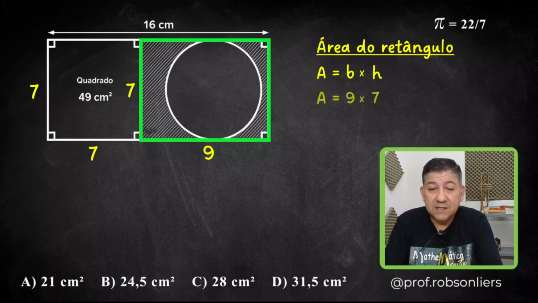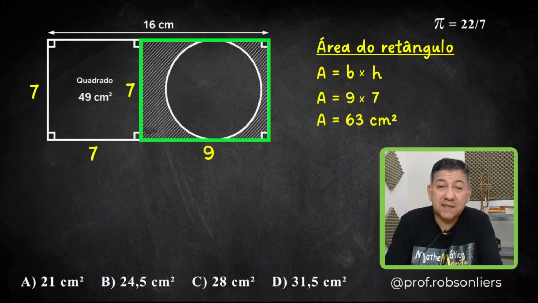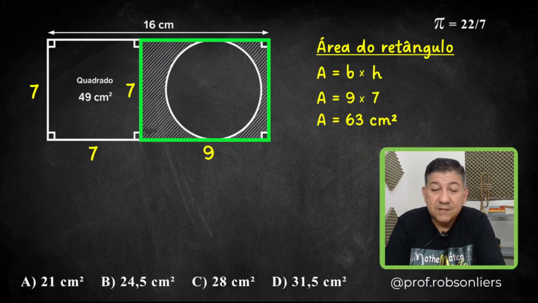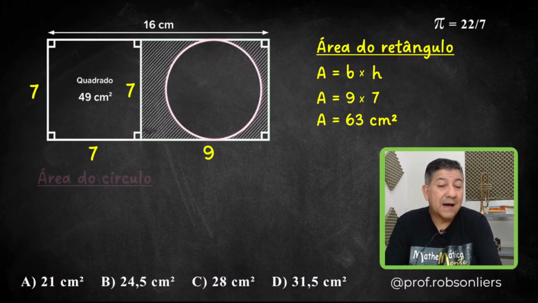So the area will be 9 times 7. Doing this multiplication, 9 times 7 is 63. The area of this green rectangle here, which we wanted to find, is equal to 63 square centimeters.